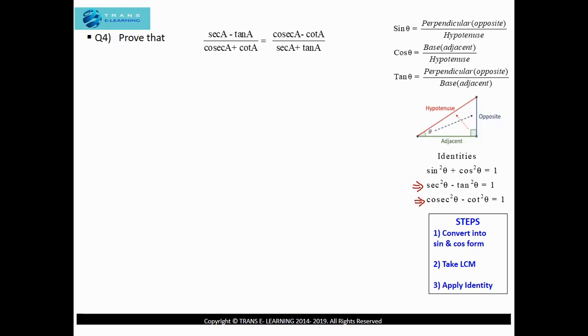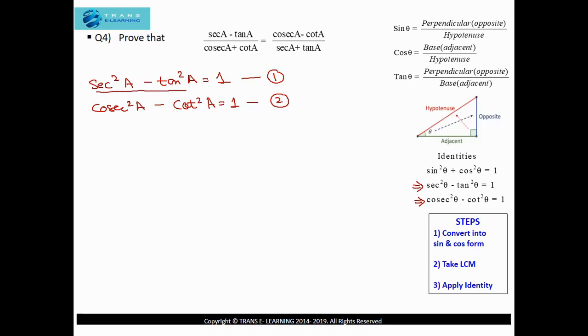And we have the similar values with the opposite sign in the denominators. So here I'm going to write both the identities, that is secant square A minus tan square A is equal to 1 and cosecant square A minus cot square A is equal to 1. I am taking this as equation 1 and this as equation 2. As both the equations are equal to 1, we can equate these two. So I'm going to equate secant square A minus tan square A with cosecant square A minus cot square A, because both of them are equal to 1.